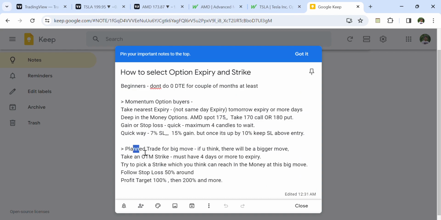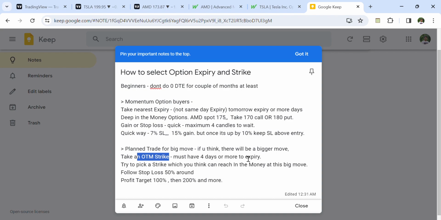Now talking about the second way, if you are a second type of trader, you can be any type of trader, it's not about that. If your view is that this stock is going to give a big move, okay, it might take 1 or 2 days, but definitely now there is a big move building in it, or you know some news about it, there is something cooking and a big move can come. In that case, you can choose an out of the money strike, and you should definitely have at least 4 days or more to expiry. The expiry of that option should be 4 days or more.